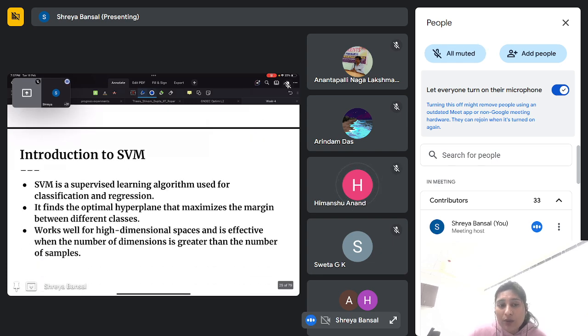Now using this information, we introduce SVM. SVM is support vector machine. It's a supervised learning algorithm for classification as well as regression. Its main aim is to find the optimal hyperplane that maximizes the margin. It works for high dimensional data as well.